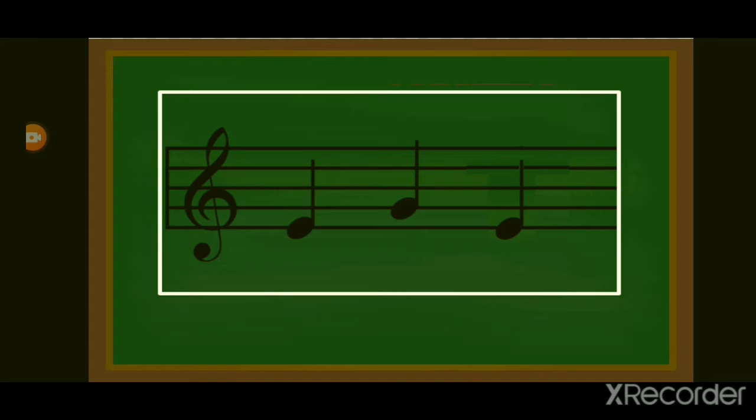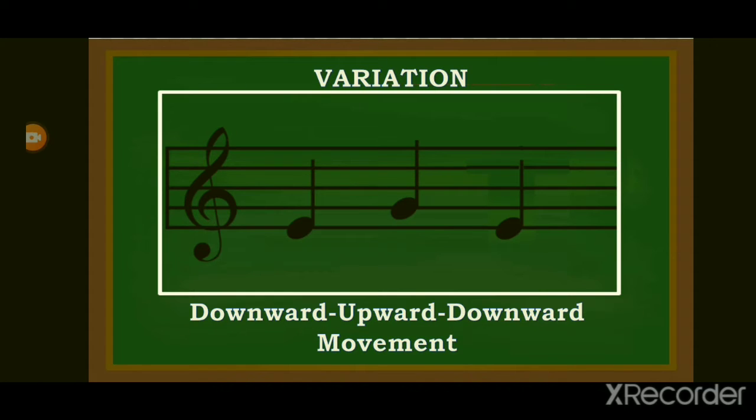Next is another part, the variation. If you notice again the musical staff, it is a downward, upward, downward movement, and that is the variation. Let's proceed to the phrase.